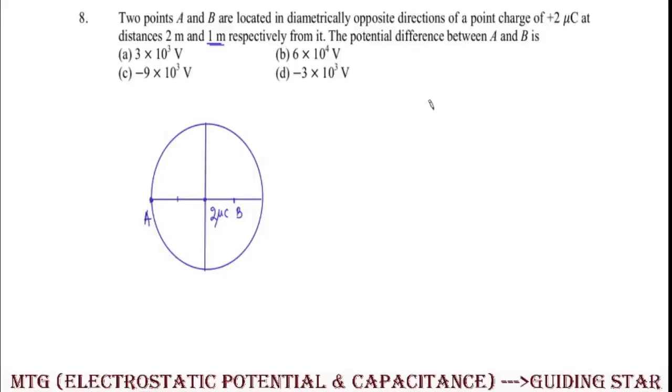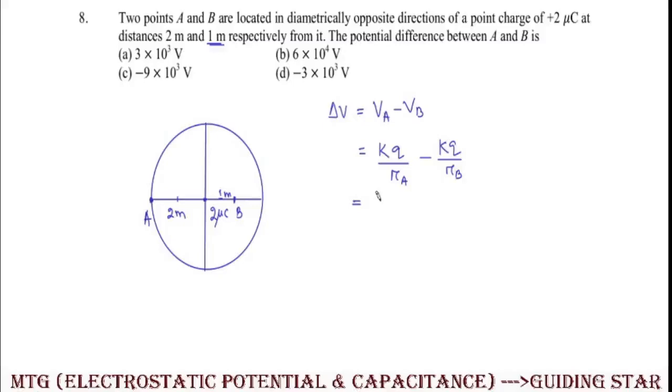The potential difference between A and B, delta V, it is asking to find out. So between A and B, that means VA minus VB. Clear? So how will you calculate the potential at A and potential at B? Potential at A, we are going to calculate at a distance of 2 meter, and here it is 1 meter, location B. So potential at A is nothing but KQ divided by RA minus potential at B, KQ divided by RB. It is a scalar quantity, so simply we'll write it without any direction.